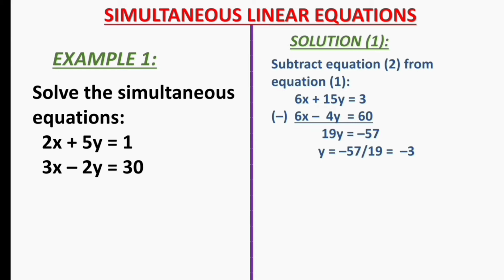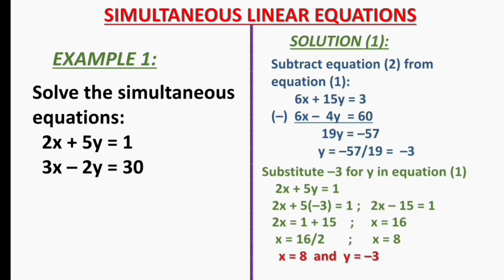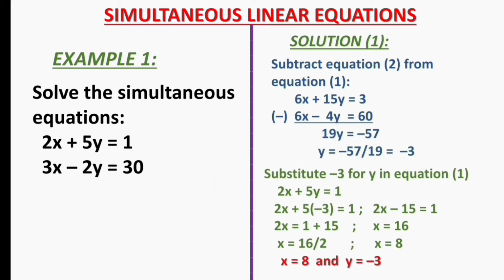To get y, divide both sides of the equation by 19. That makes y equal to minus 3. Now that we have gotten the answer for y, how do we get the answer for x? Of course, to get the answer for x, we are going to substitute the answer for y into any of the equations, either equation 1 or equation 2.